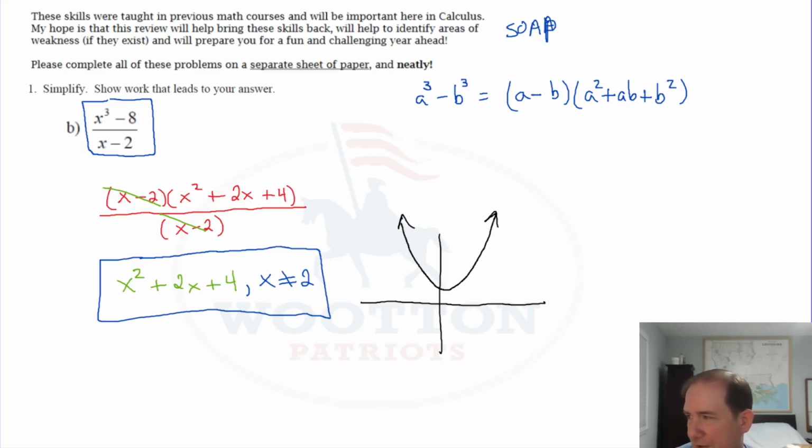But then the fact that x can't equal 2 means that wherever x equals 2, there'd just be a hole in it. And we should probably expect to see graphs like this every once in a while that are just normal shaped graphs that just have holes popped in them because of these removable discontinuities. Okay, that's A and B.